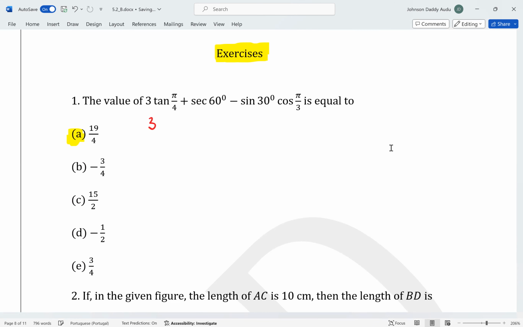So these are the trigonometric ratios for tan 45. Tan 45 is just 1 plus sec 60. We know that cosine 60 is 1 over 2, so sec 60 is just 2. Then minus sine 30, which is also 1 over 2, and multiply by cosine pi over 3, which is 60. So cosine 60 is also 1 over 2.